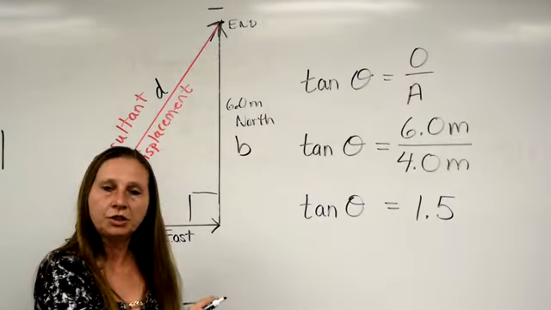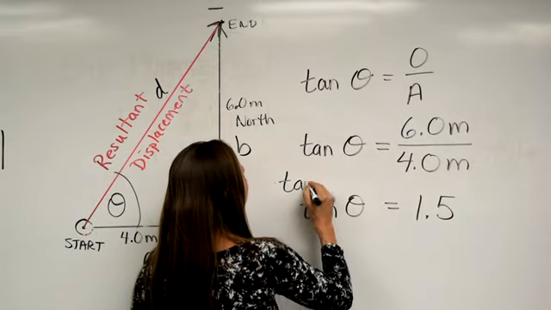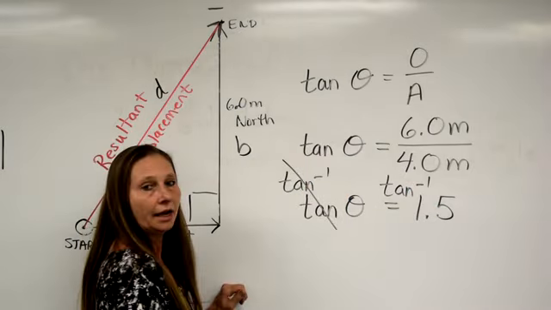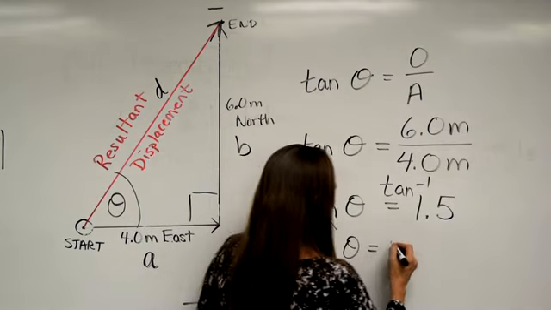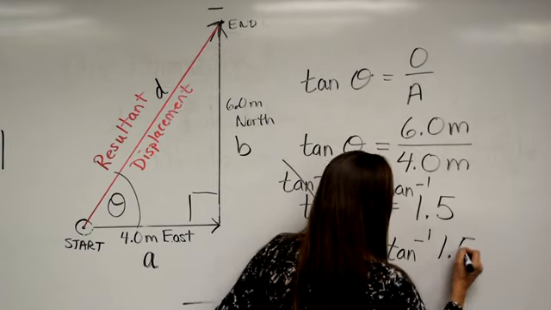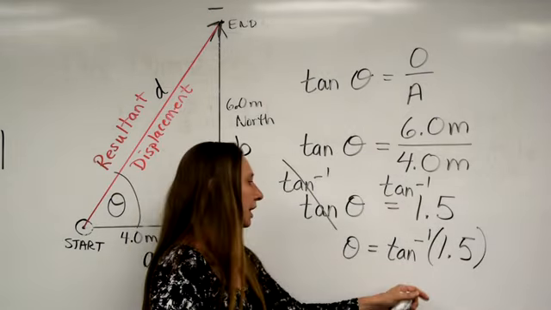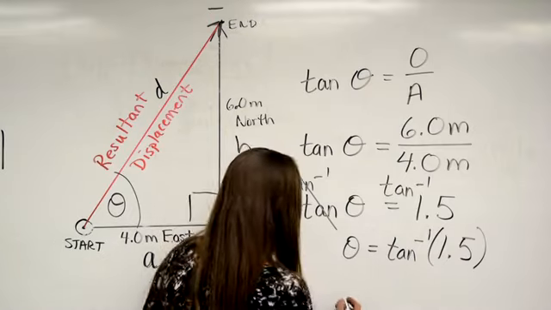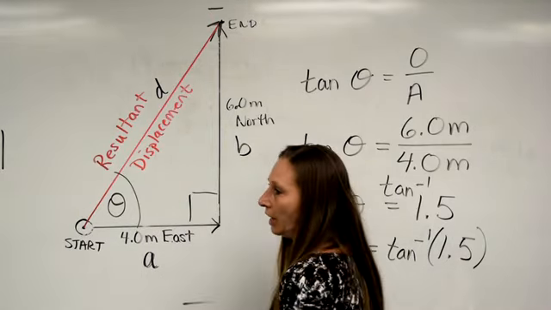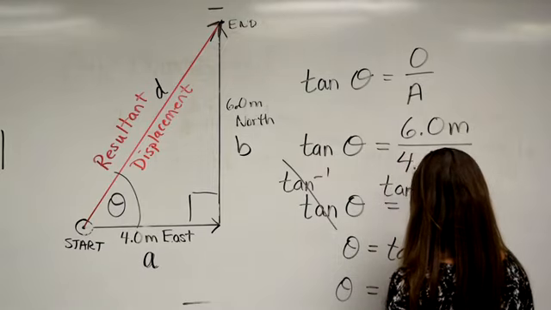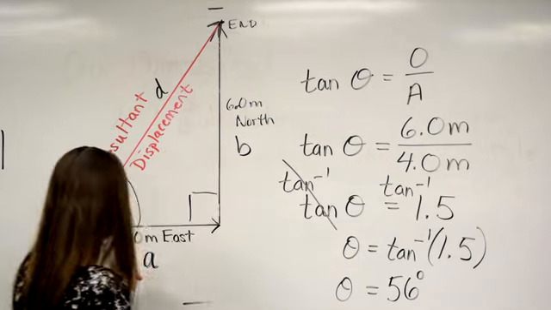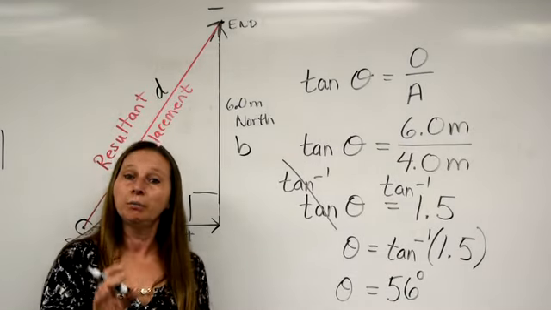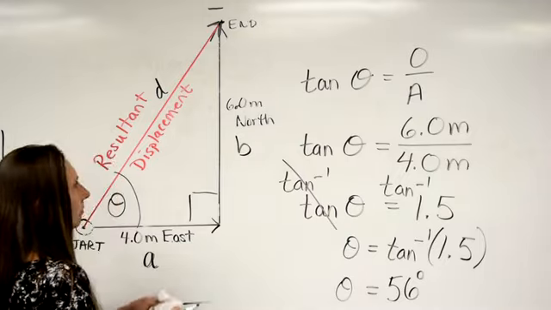But whatever you do to one side, you have to do to the other side. So if I take the inverse tan on this side, I have to take the inverse tan on this side as well. Tan and inverse tan cancel, and we get theta equals the inverse tan of 1.5. So, take the inverse tangent. On most of your calculators, it's going to be shift tan. Take the inverse tangent of 1.5, and you find that theta is a 56-degree angle. That angle is 56 degrees, right there. That's a 56-degree angle.